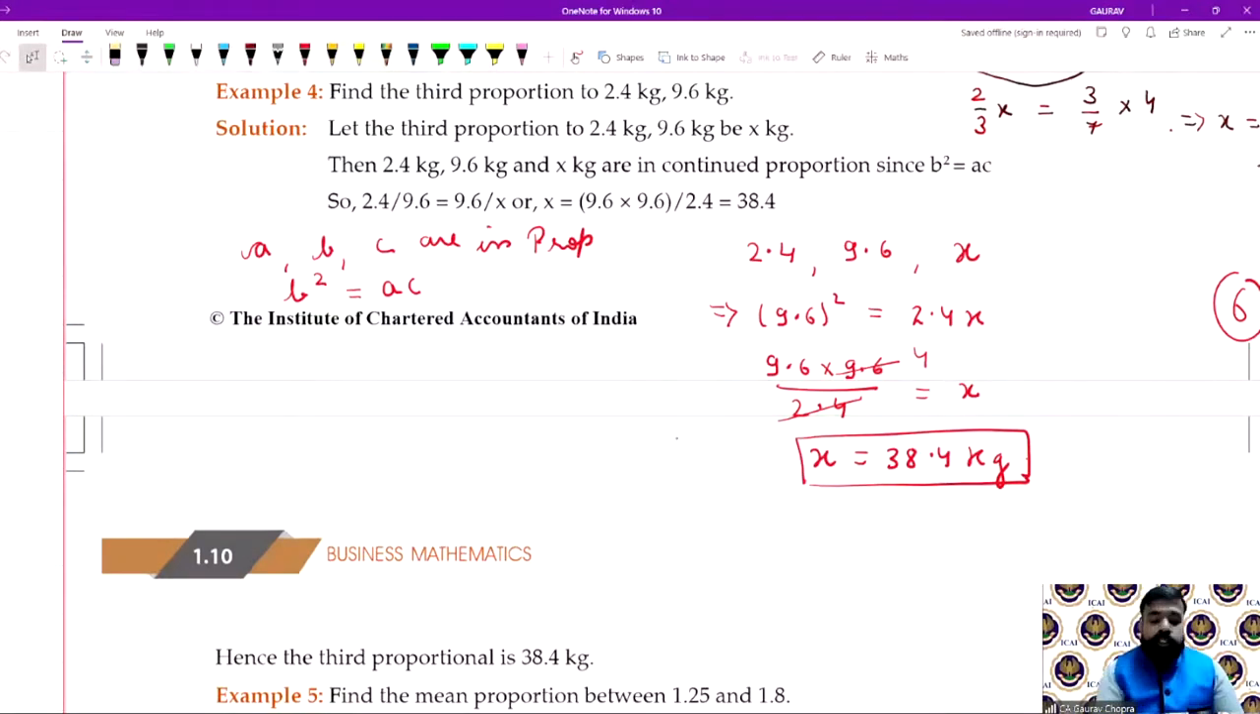So B square is equal to AC. And Tanishka is asking, can we write in this manner A ratio B equal to B ratio C? Yes, of course, you can write in this way because this gives B square equal to AC. So it can be written, no need to worry. So the result in example 4 is 38.4 kilograms. All right.